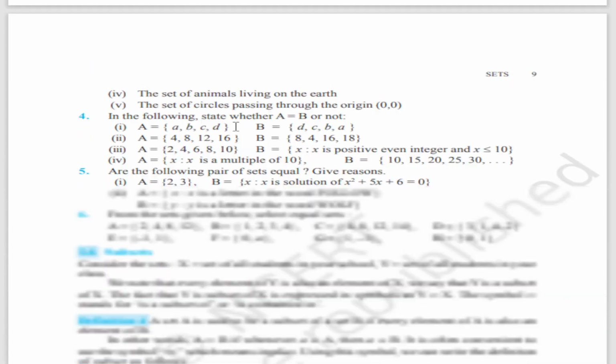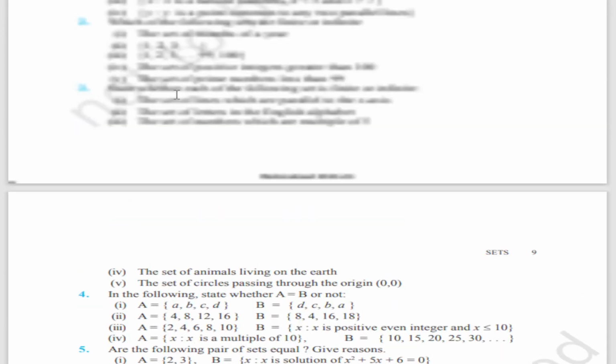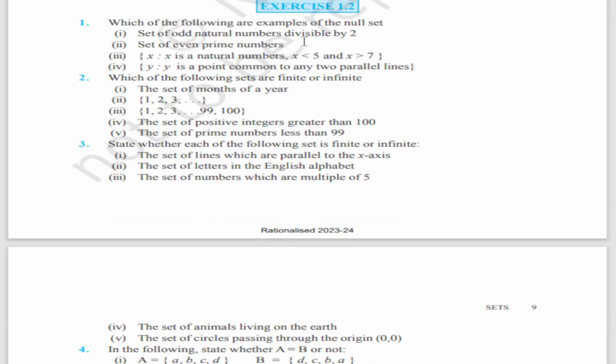So let's quickly go through the exercise also. Which of the following are examples of the null set? We will take up only one or two from this, right? Set of all odd natural numbers which are divisible by 2, that is empty because no odd natural number is divisible by 2. And set of even prime numbers, we do have 2 as an even prime number, so that is not a null set. First one was a null set, and then we have x is a natural number, x is less than 5 and x is greater than 7, that is again a null set.